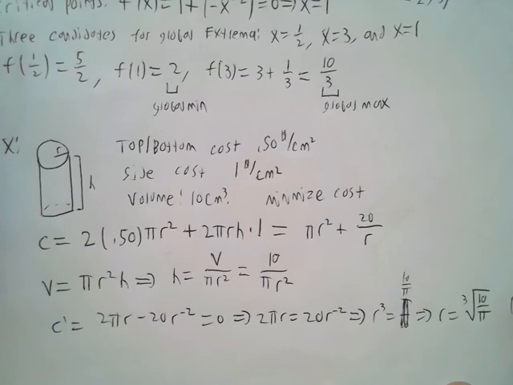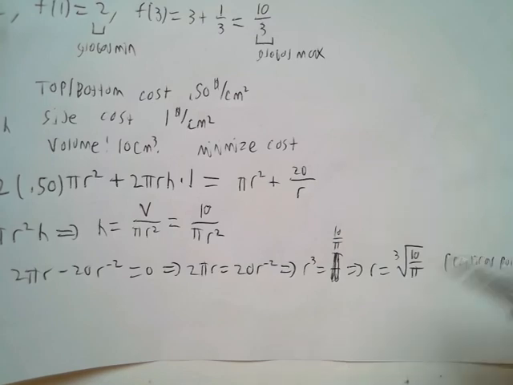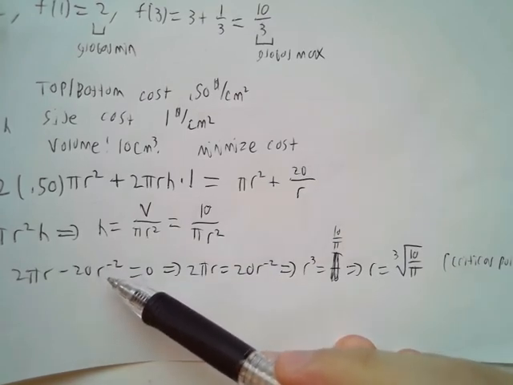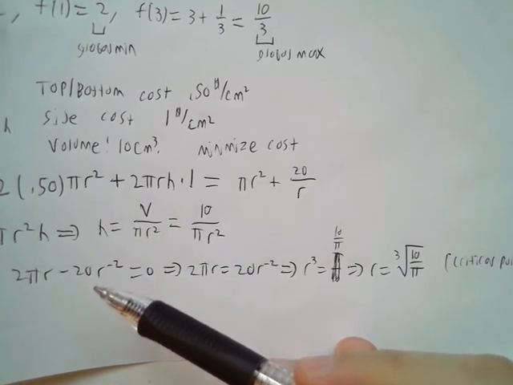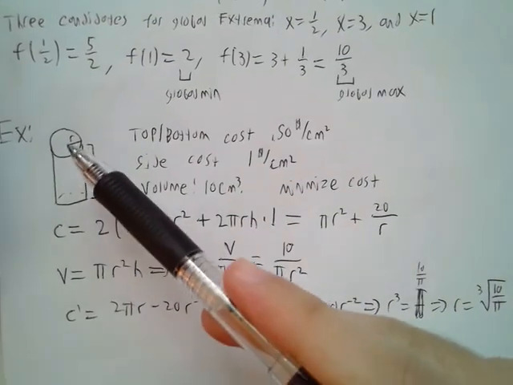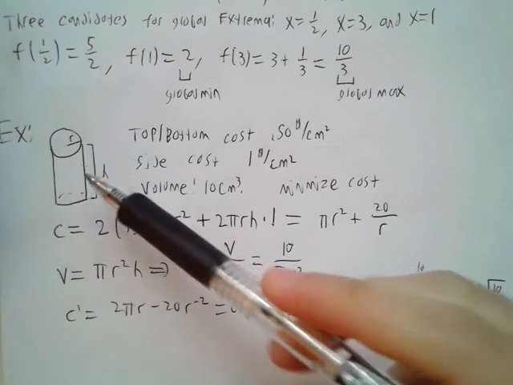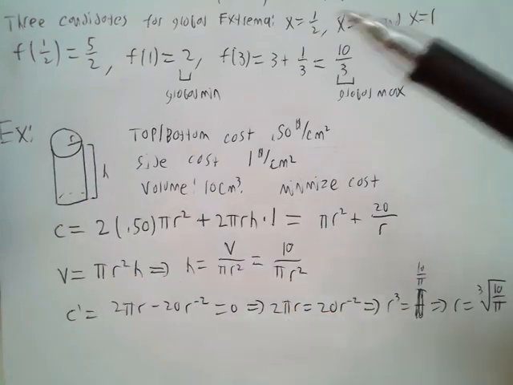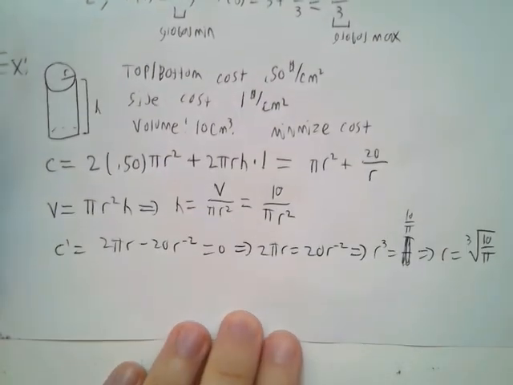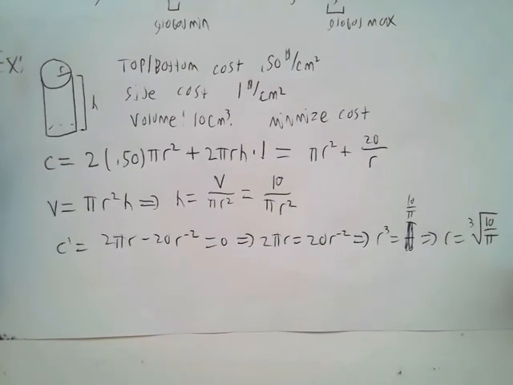So there's also going to be a critical point when r equals 0 because the derivative is undefined, but that's not really reasonable in the context of the problem because we're trying to have r be the radius of some can. If r is equal to 0, then we wouldn't have an object at all, so that wouldn't really make much sense. So we're going to assume that this is our only critical point that's feasible for this problem.